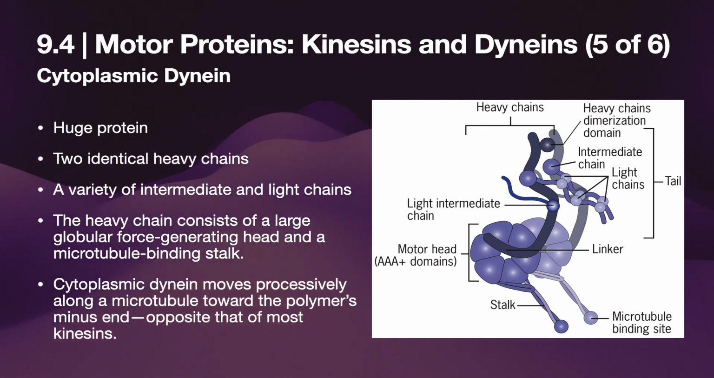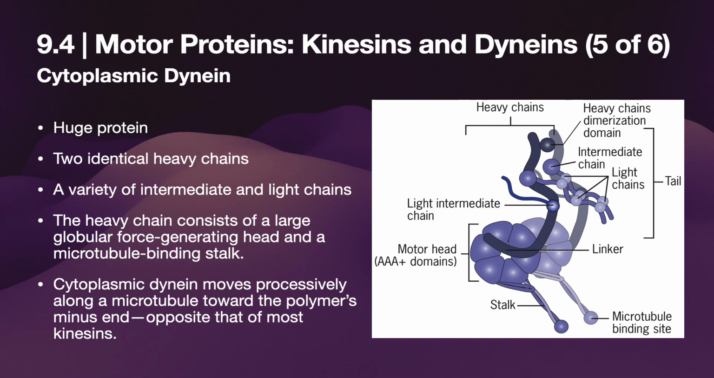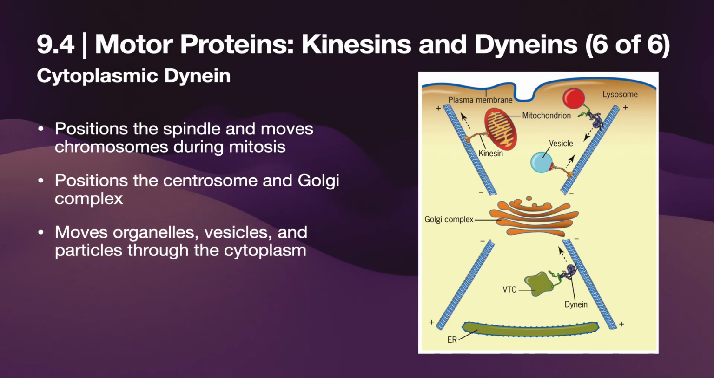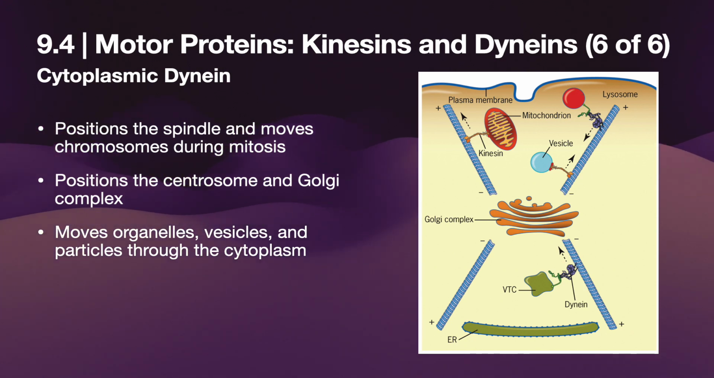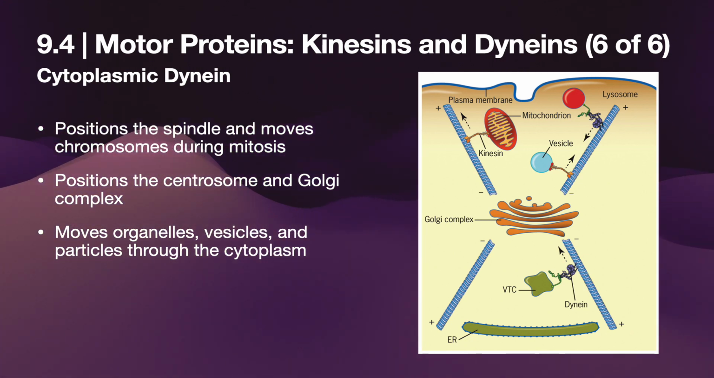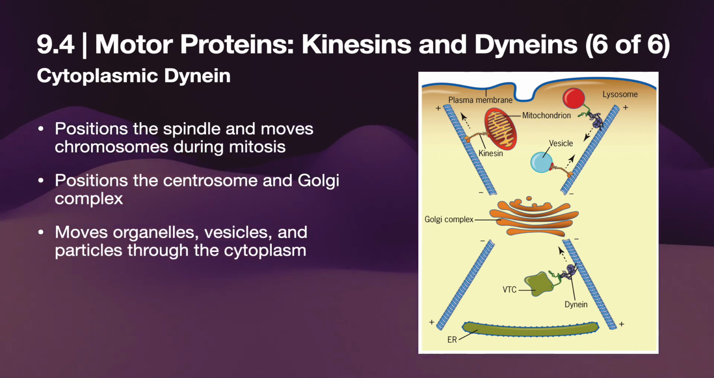As you see in the figure on your right, there are heavy chain dimerization domains, and there are tails. We also have the motor heads, which are composed of AAA+ domains, and the stalk and the microtubule binding sites. They position the spindle in cell division and move the chromosomes during mitosis, position the centrosome and Golgi complex, and move organelles, vesicles and particles through the cytoplasm.